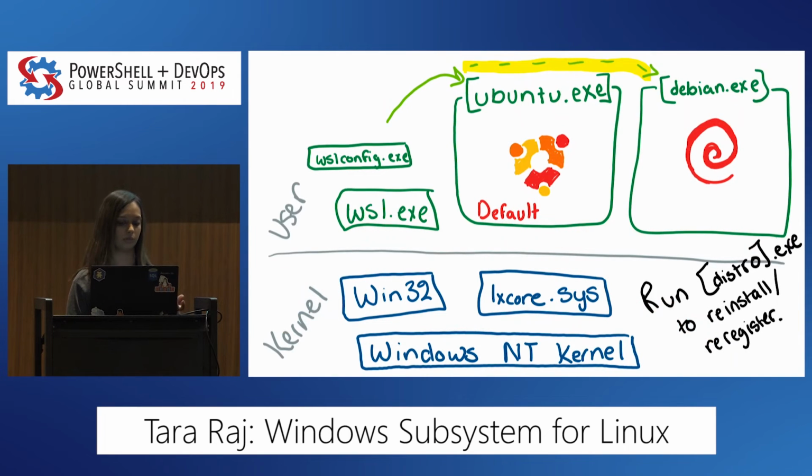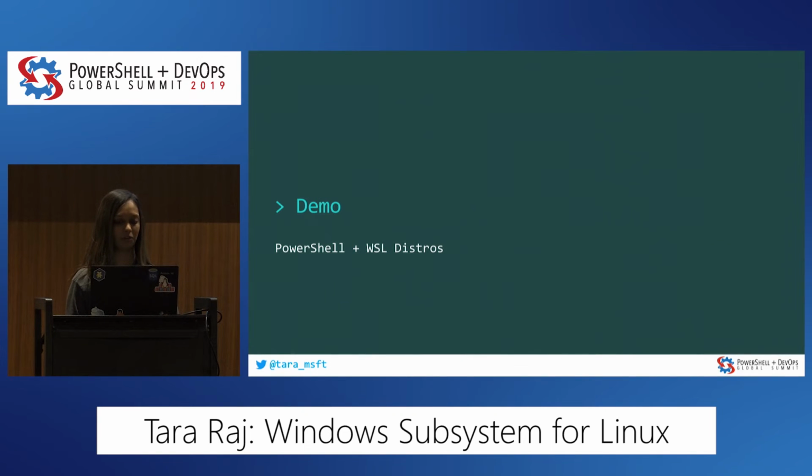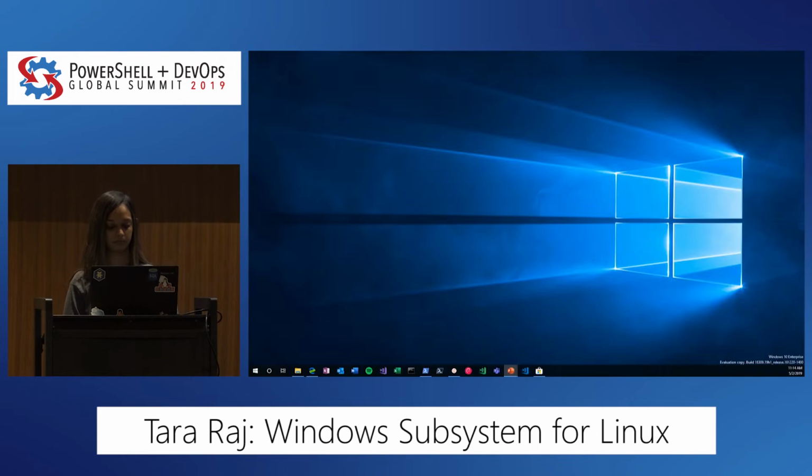You can also re-register. One thing that you can do is run a distro by its executable name. So if I say Debian.exe, for example, then that will just run Debian from PowerShell. I'll go into a little bit more about how you can interface PowerShell with your WSL distros now.